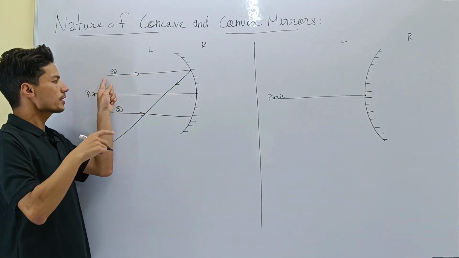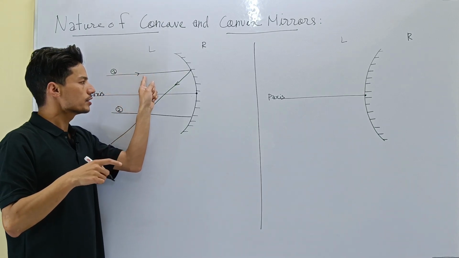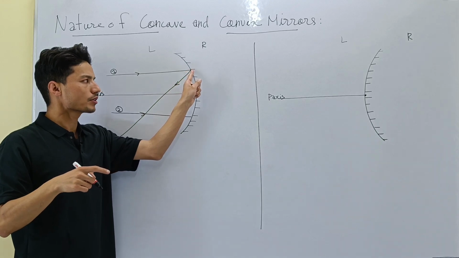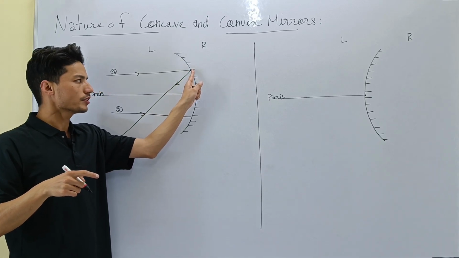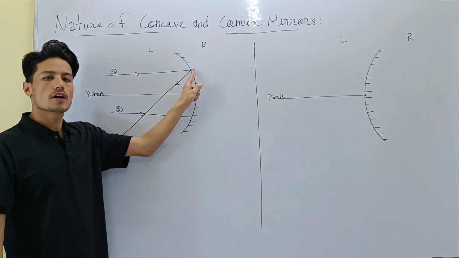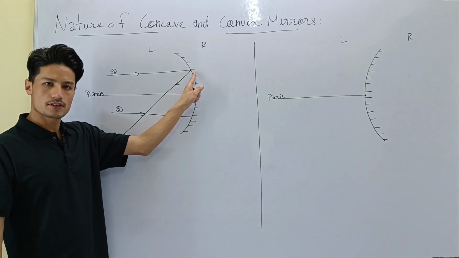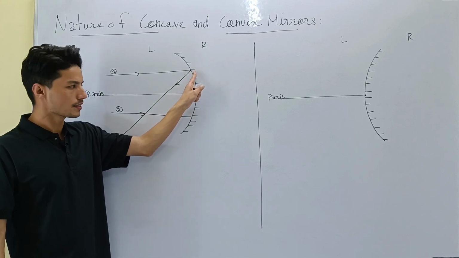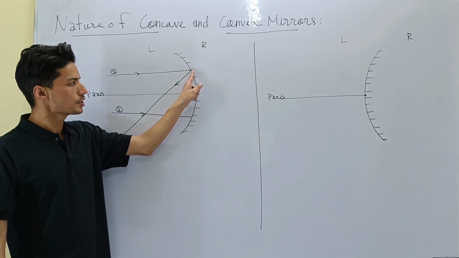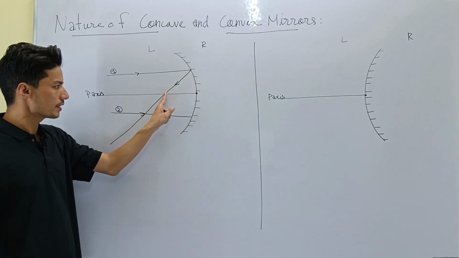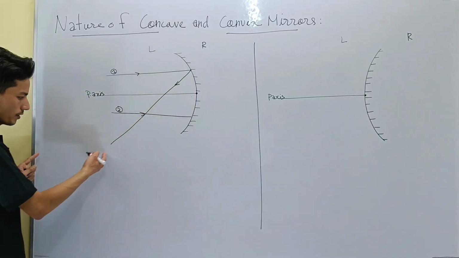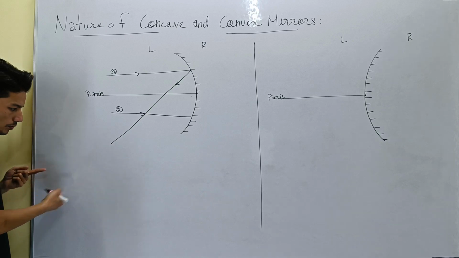This is coming from an object and it's heading straight towards the mirror. It has made contact with the mirror at this point. After making contact, it will reflect back, because this is a mirror. Mirrors reflect light back. So from this point it will reflect back, and it's going all the way down.